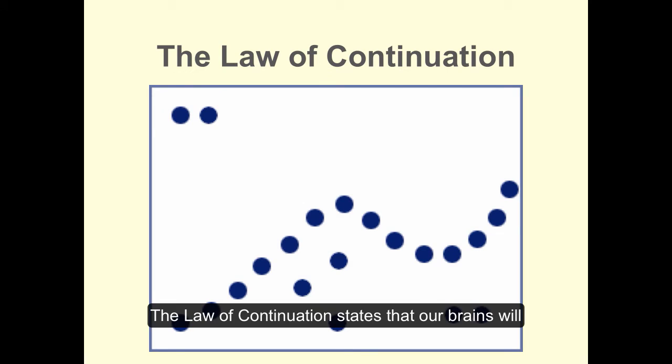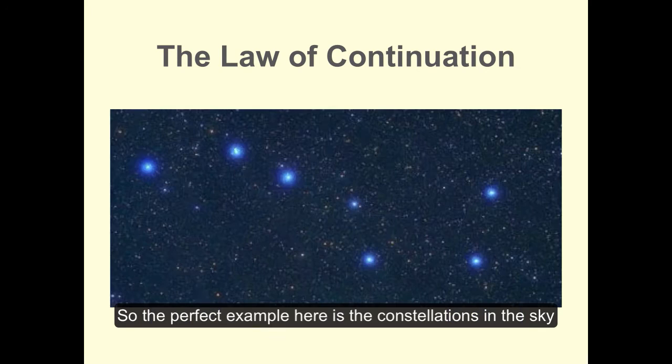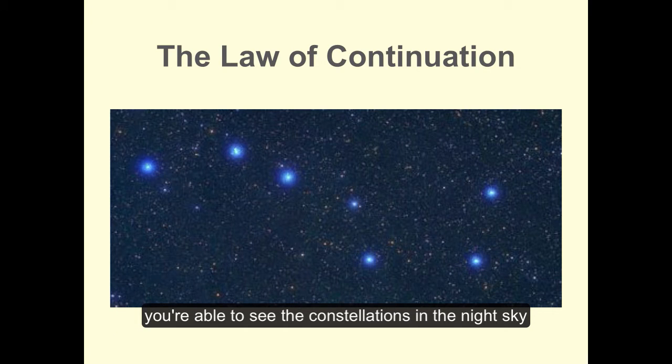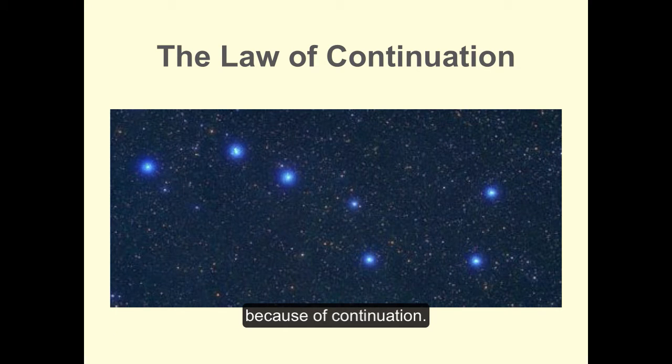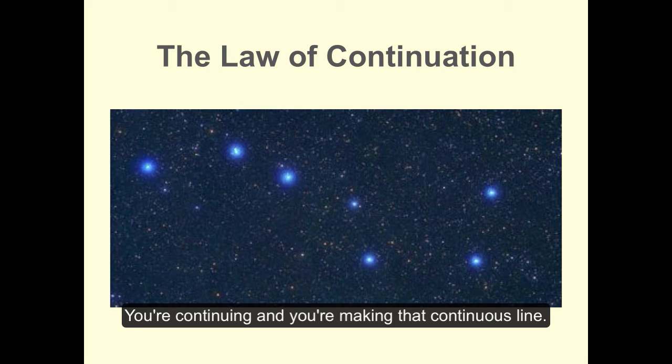Now, the law of continuation states that our brains will group items that seem to belong to a continuous line. And so the perfect example here is the constellations in the sky. You're able to see the constellations in the night sky because of continuation. You're continuing and you're making that continuous line.